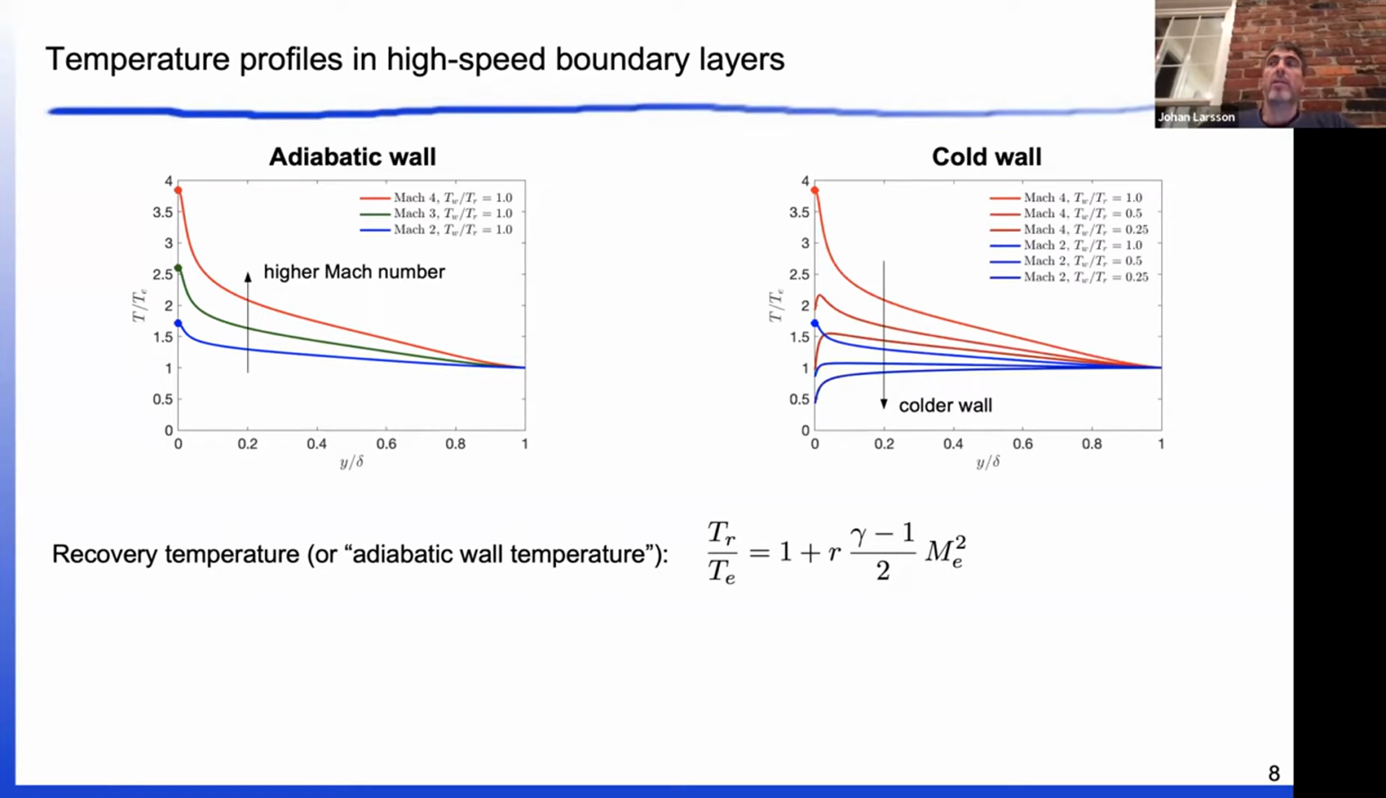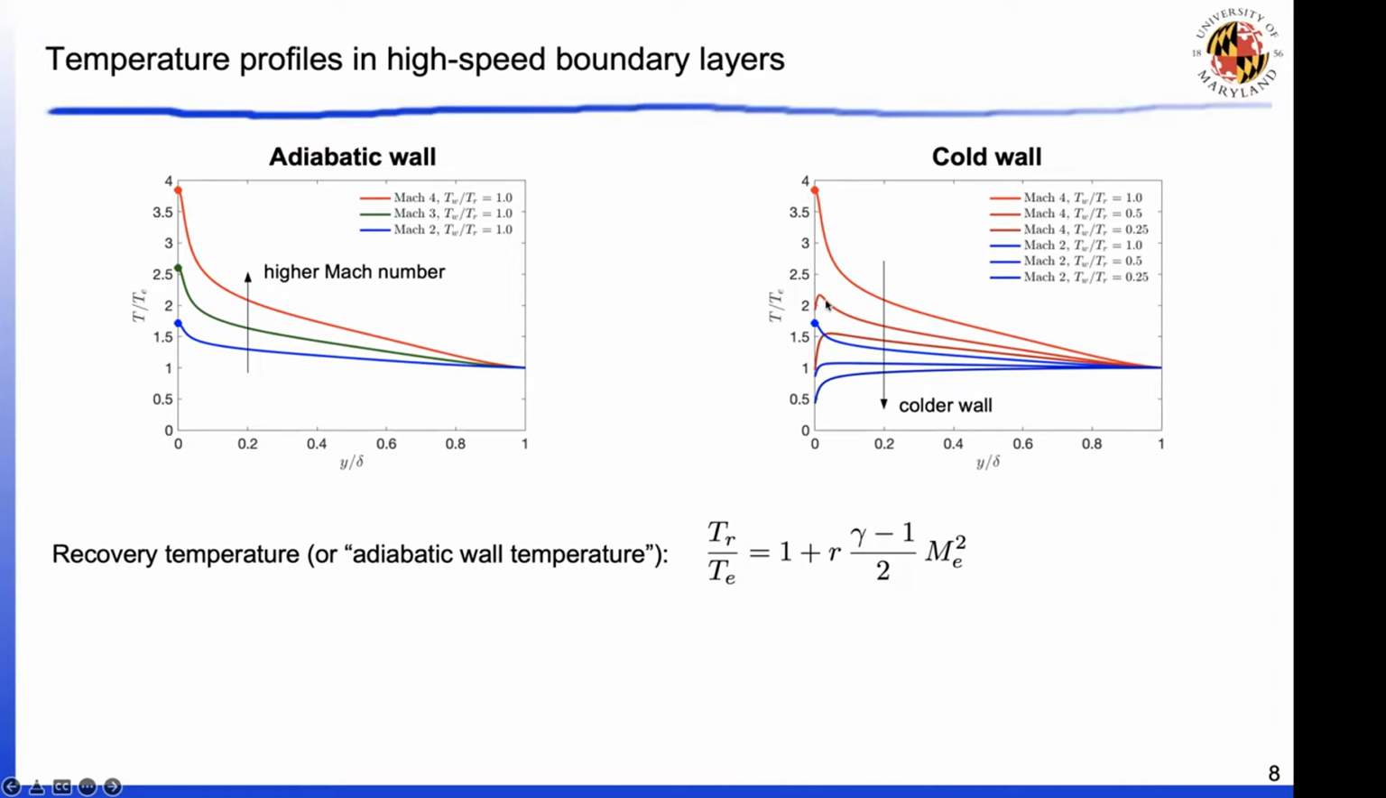So what happens if I place the wall temperature at something other than the recovery temperature, meaning the wall is non-adiabatic? If you, for instance, follow the red lines here, the top red line is an adiabatic Mach 4 boundary layer, and the next red line is a Mach 4 boundary layer where the wall temperature is half of the recovery temperature. I don't know, can you see my cursor, by the way? Yes, we can see the cursor.